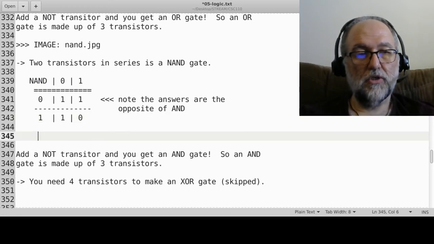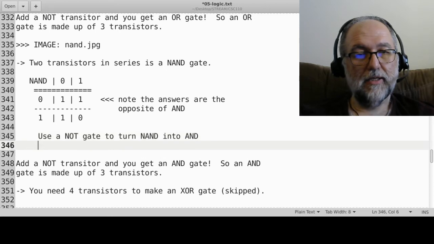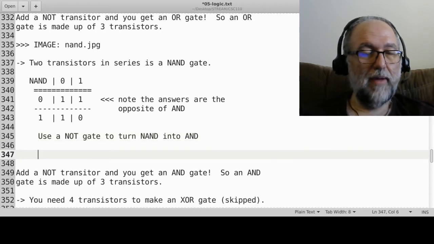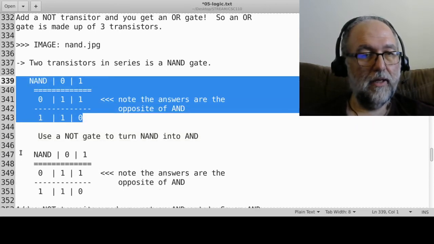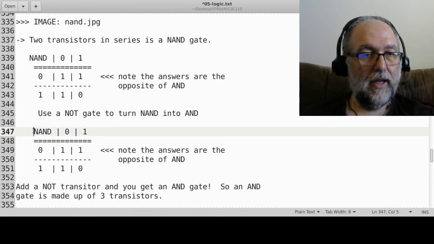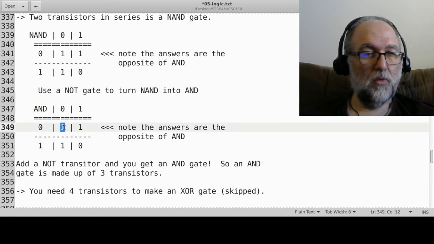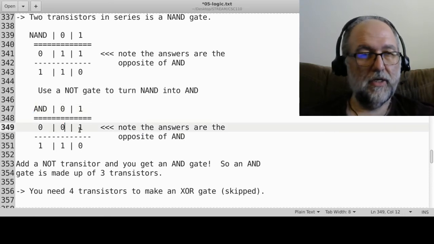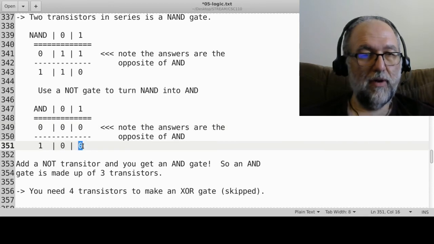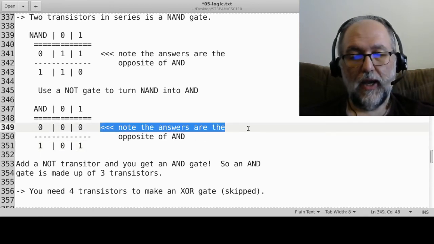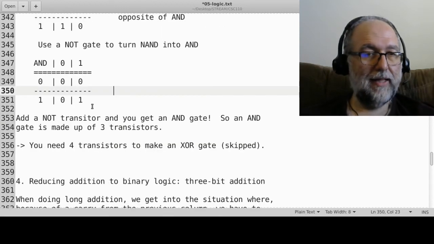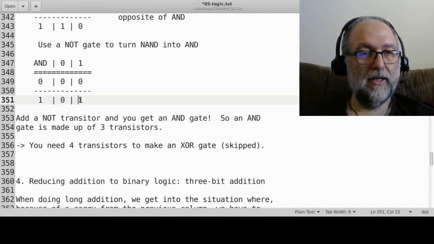So now you just use a NOT gate to turn NAND into AND. All right, and what does that mean? Well, imagine that I have the same table again, like that. And now what I'm going to do is turn this into AND. That means that wherever I had a 1 in the answer, I get a 0. So wherever the 1s are, you get a 0, and wherever there was a 0, you get a 1. Take a look there. That is exactly AND. Notice that AND is 1 only if both inputs are 1.